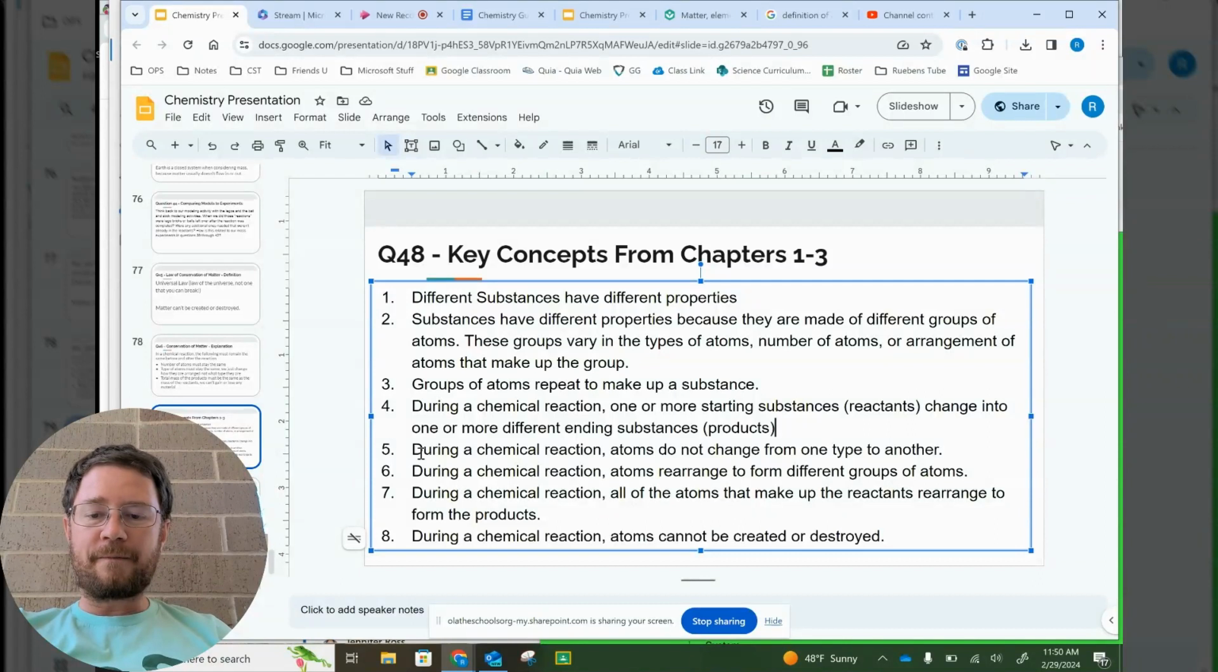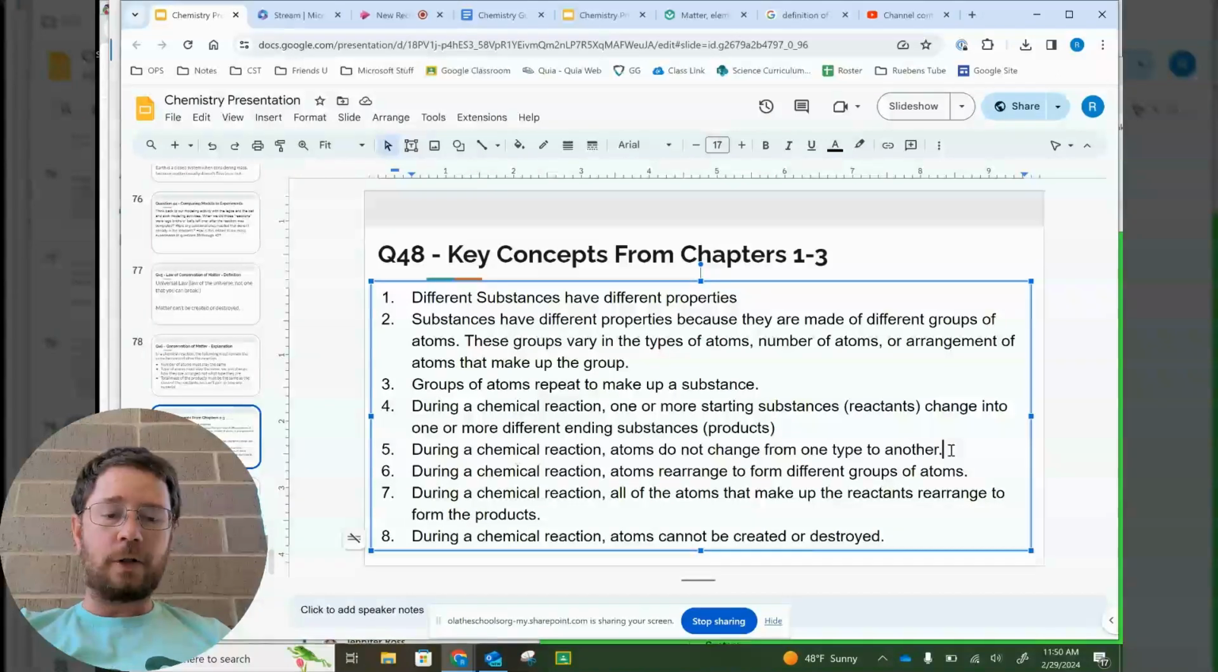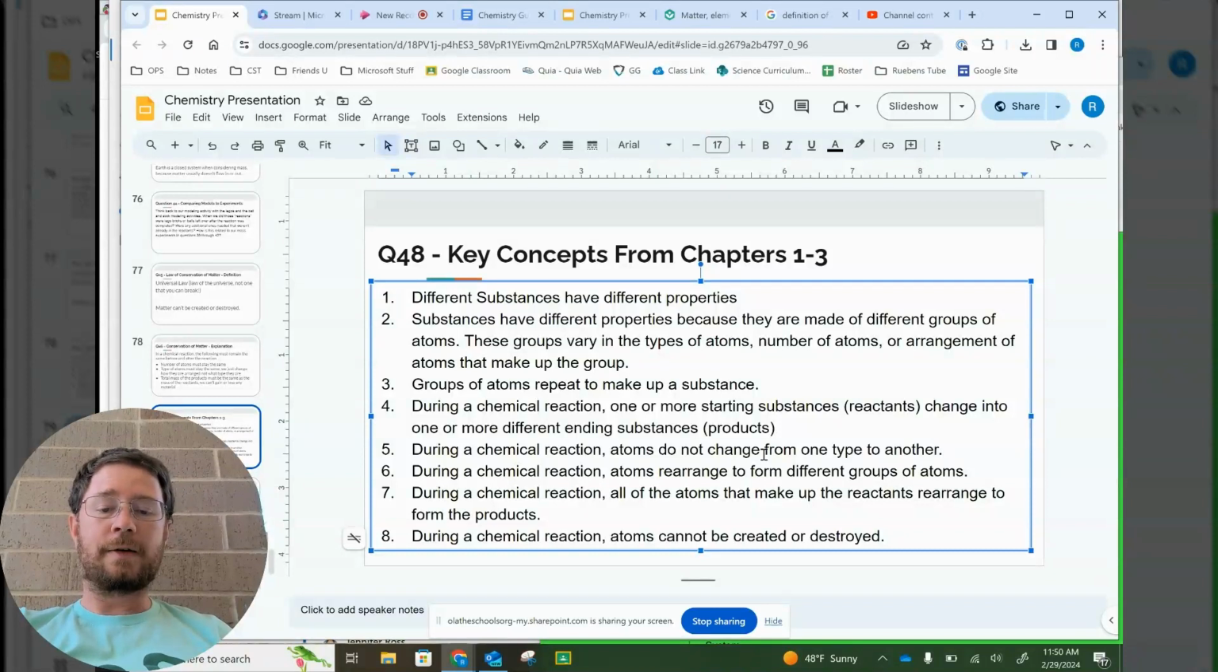Key concept number 5. During a chemical reaction, atoms do not change from one type to another. So a lot of people think that if you get a new substance, that means you have new atoms. That is not the case. Atoms do not change. So if you had 7 carbon and 3 oxygen to start, you're going to have 7 carbon and 3 oxygen to end, because atoms never change from one type to another. A carbon atom will always stay a carbon atom. An oxygen atom will always stay an oxygen atom.